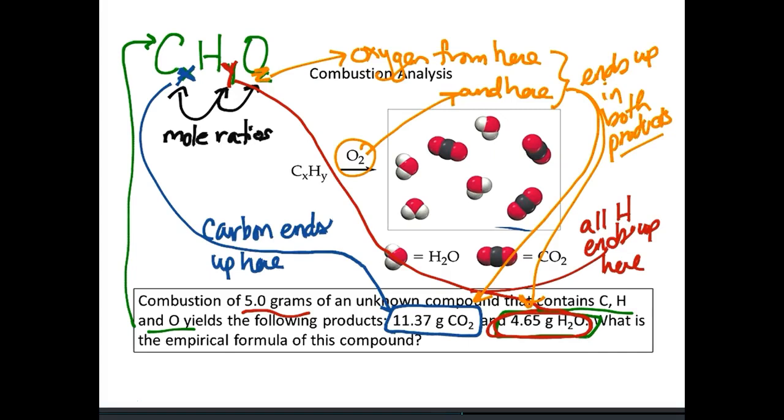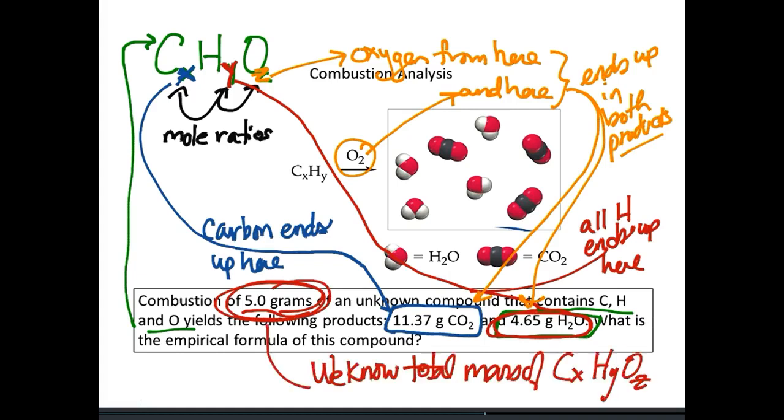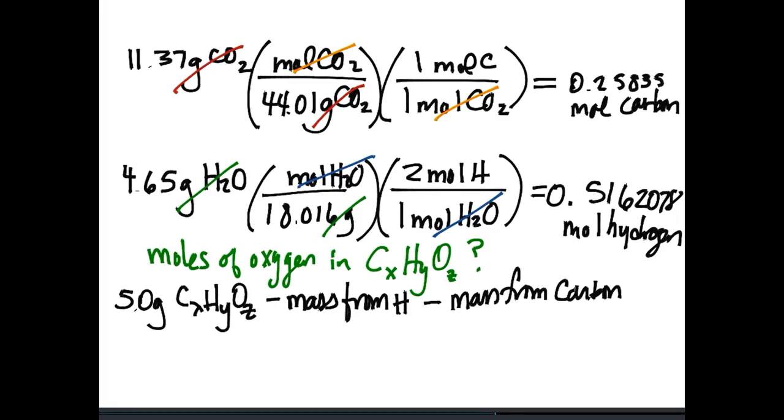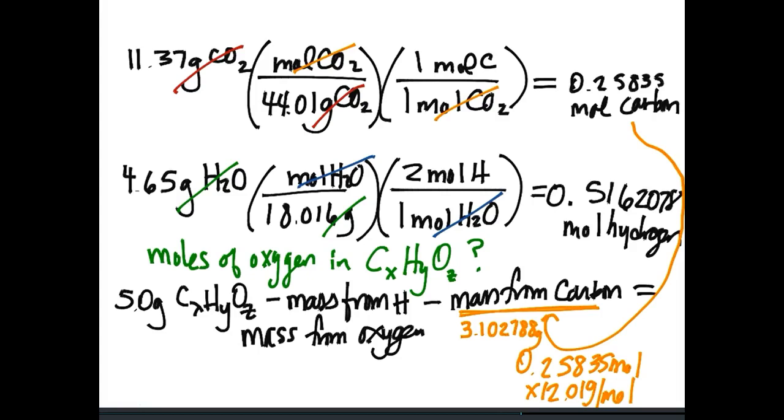So if we use all the information we're given, we know that we have 5 grams of our hydrocarbon. We can figure out what mass of that hydrocarbon comes from hydrogen and what mass comes from carbon, because we know the moles of carbon and the moles of hydrogen that are present. So all we have to do is convert the moles of carbon into mass, which we do here. So 0.25835 moles of carbon, if we multiply by 12.01 grams per mole, that's the atomic mass, gives us 3.1 grams of carbon. So that means that 3.1 grams of carbon is present in this 5 grams total.